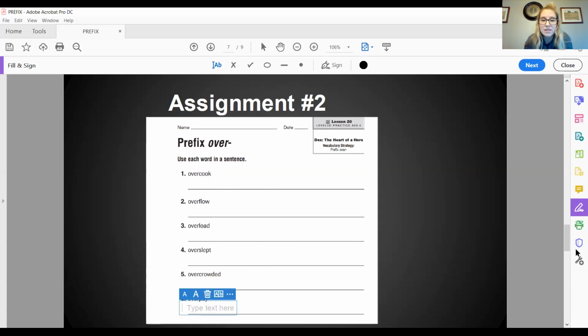So if Mrs. Vasquez comes down to number 6, my example is, my mom told me not to overpay for the candy bar. So you can see that my sentence starts with a capital letter. I have who is in the sentence. There's a couple who's.